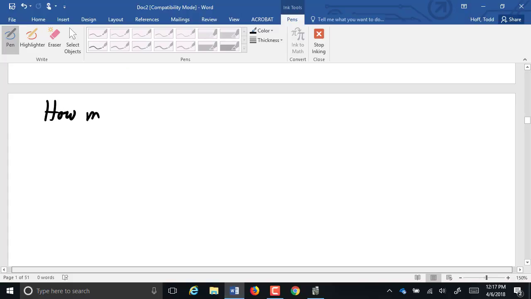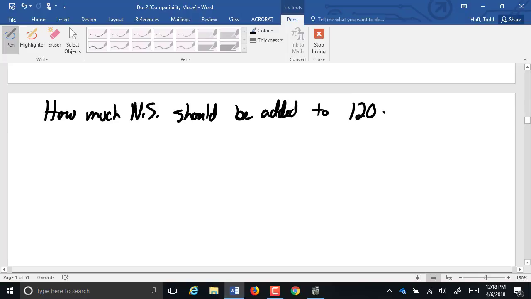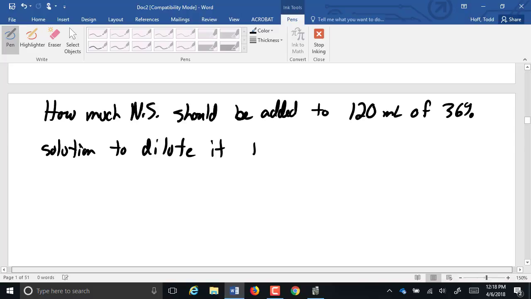We might ask, how much saline should be added to 120 milliliters of 36% solution to dilute it to, let's go 8%.